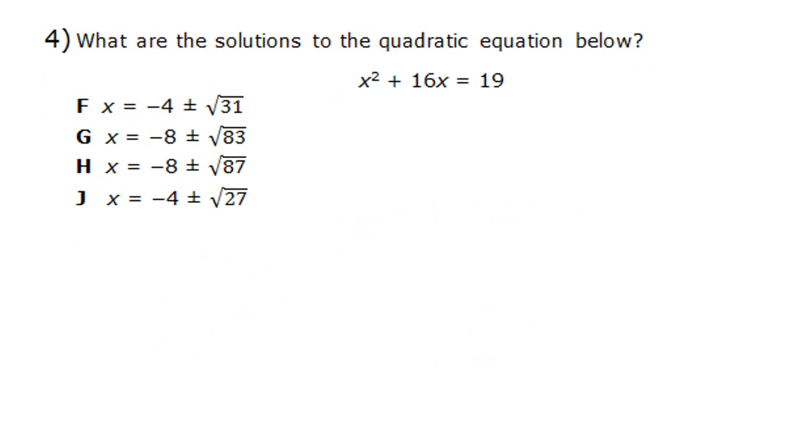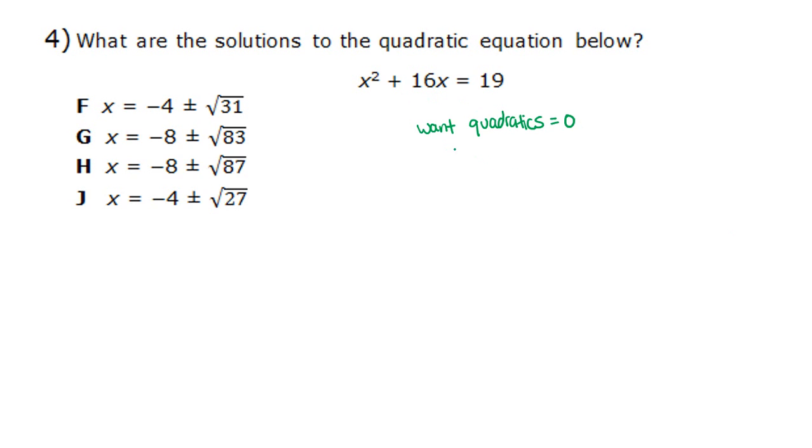Alright, here comes number 4. Number 4. First off, you should notice that it is not equal to 0. We always want quadratics equal to 0. There's only one exception to this. If we're doing completing the square, then I don't have to set them equal to 0. And if you're good with completing the square, you can go ahead and do completing the square to get the same answer that I'm about to show you.